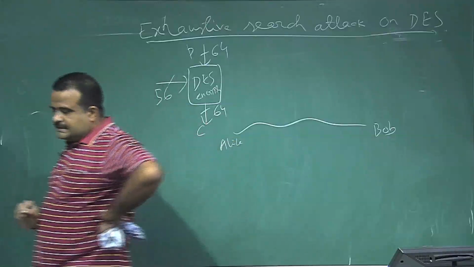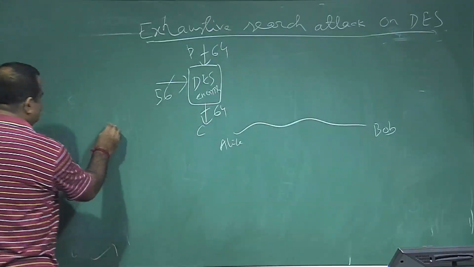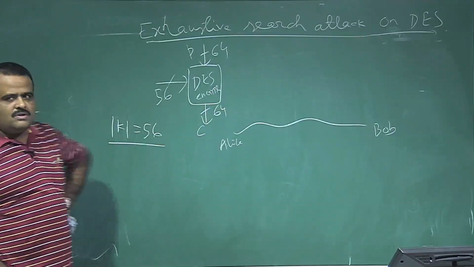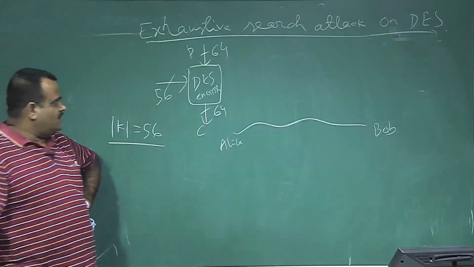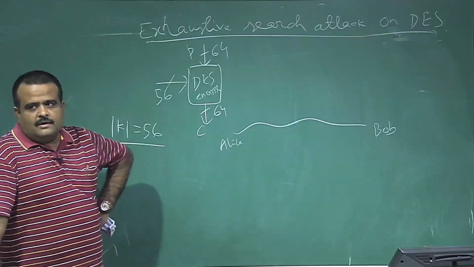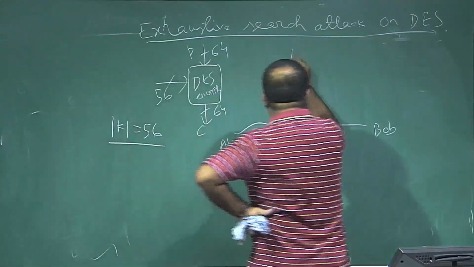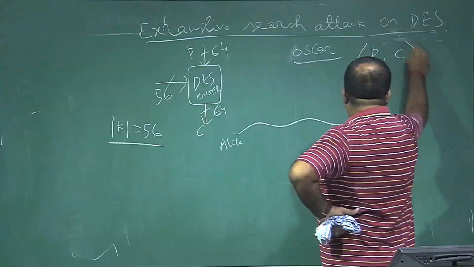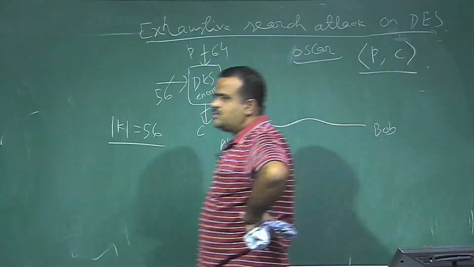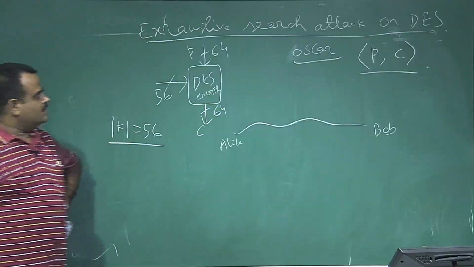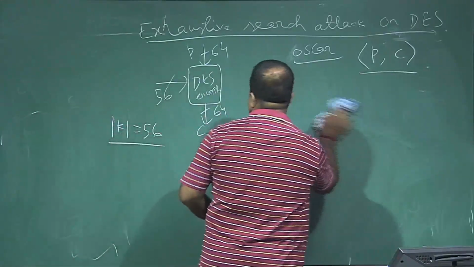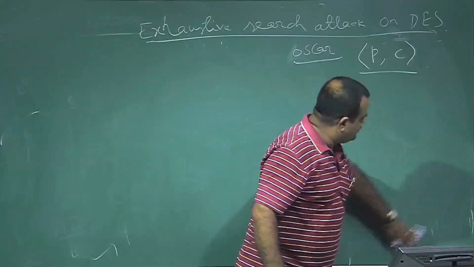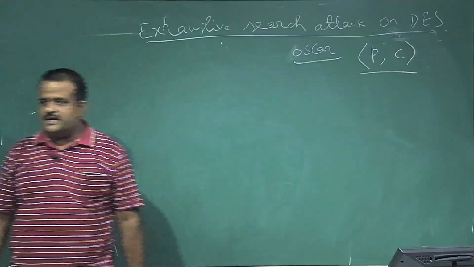Okay. Now, the effective key size of DES is 56 bit, and that is what the exhaustive search attack on DES exploits. This is basically a known plain text attack. Suppose Oscar, the attacker, knows a plain text and the corresponding ciphertext, and wants to guess the key. The attacker doesn't know the key.